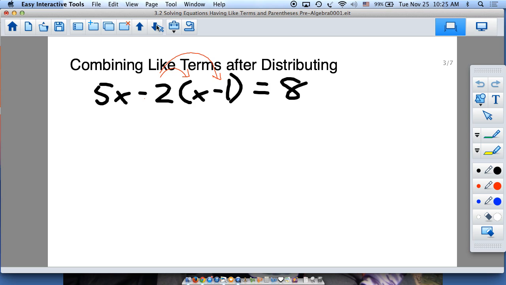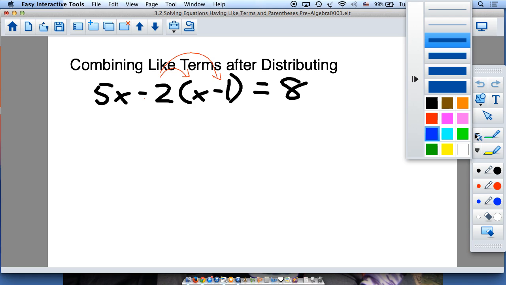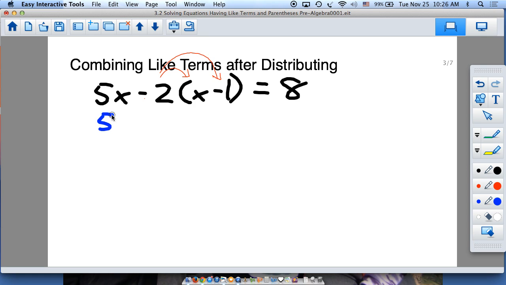Now, this problem gets a little bit tricky because we must combine like terms after we distribute. So once again, we're still going to distribute first. So I'm going to distribute this negative 2 to the x. Negative 2 times x is a negative 2x. And negative 2 times negative 1 is a positive 2. That's a tricky little part there. Make sure you recognize negative 2 times negative 1 is a positive 2. Bring down the equals and the 8.